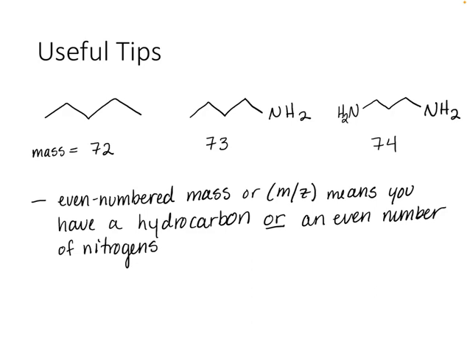Now, if you have an odd numbered mass, that most likely means that you have one nitrogen or an odd number of nitrogens, so 1, 3, 5, etc. So this is actually called the nitrogen rule.